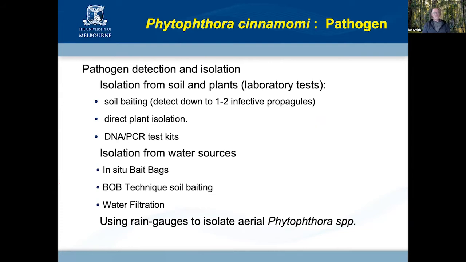But most of the way detection and isolation is done is through soil and plants and through laboratory tests. Soil baiting, for instance, where we collect soil from these disease sites, can detect down to 1 to 2 infected propagules per gram of soil, which is a very good test. You can do it through direct plant isolation also. You can take the root systems of a diseased plant and plate it straight onto an agar plate and isolate it that way. We can also isolate it from water sources now, and I'll show you how we go about doing that in an upcoming slide.